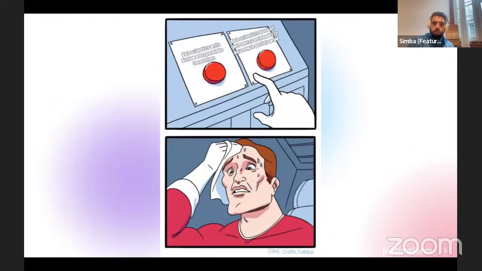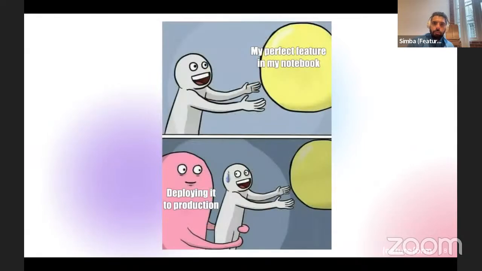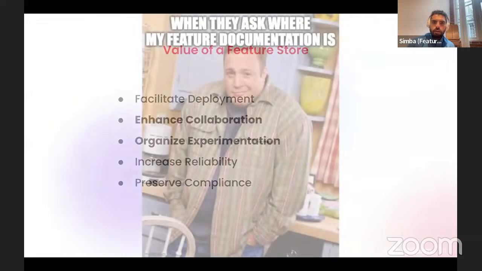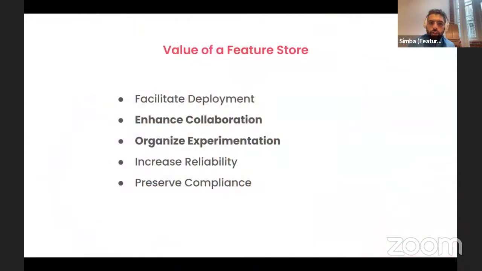So a feature store or a feature platform makes it possible to write your features in a way where they are simultaneously usable in experimentation and, typically with relatively minimal changes, easy enough to get into production. So one value prop of a feature platform is making it easy to take your features from notebooks and experimentation into production. The next piece, which is really important, is enhancing collaboration and organizing experimentation.